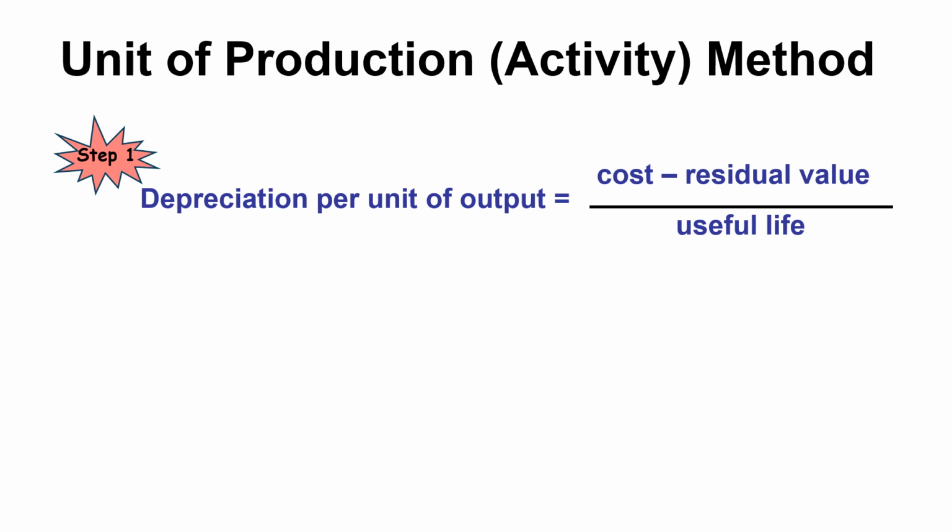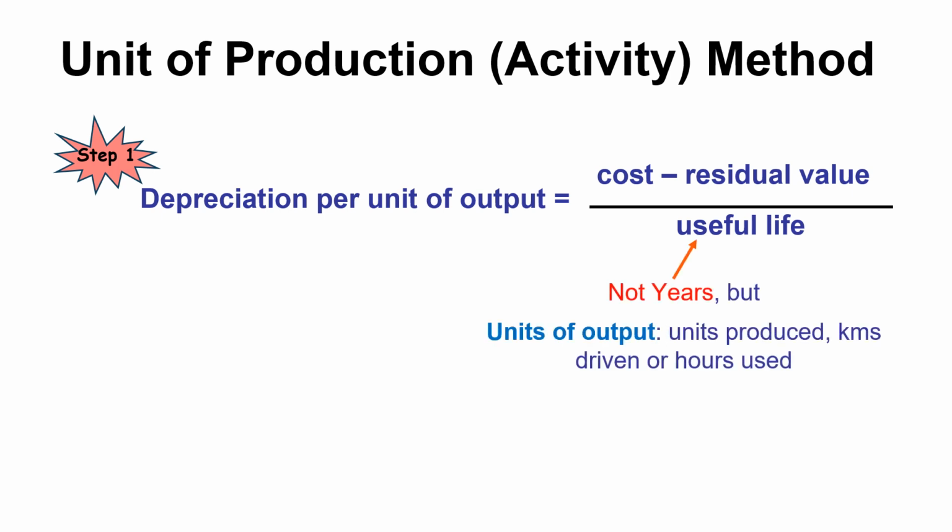So to calculate the amount of depreciation, the formula for the unit of production method as well as for the straight line method is the same, with only one difference. And that is that the useful life in straight line method is measured in years. Here, not years, but the unit of output. So the useful life here will be the total units produced with that asset, the total kilometers that asset is driven, or the total hours the asset will be used.